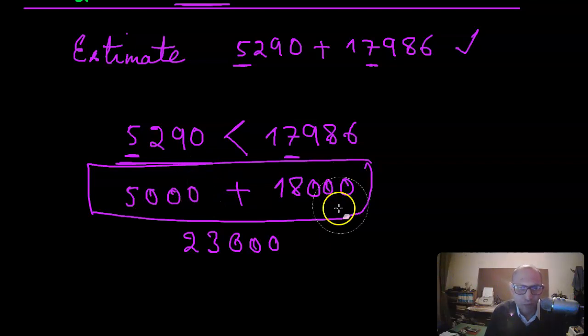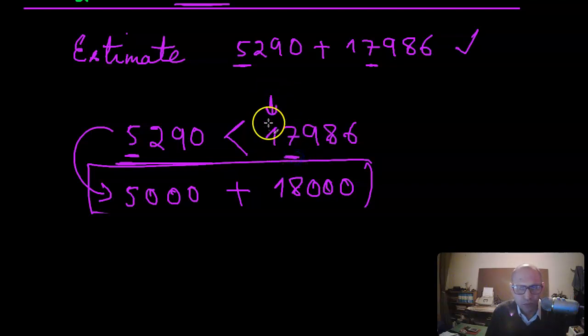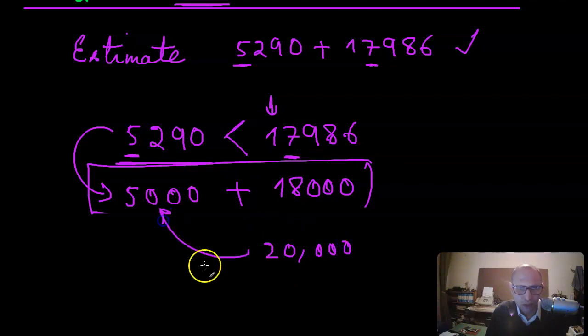If the accuracy is not very important in your approximation, what you can do is round this number to the thousands place value, which becomes 5,000. But then in the case of the other number, you could round to the ten thousands place value, in which case your number becomes 20,000. And then if you add the two numbers together, the result is going to be 25,000, meaning a 2,000 difference, right? Depending on the situation, you have to decide to what place value you're going to round, right?